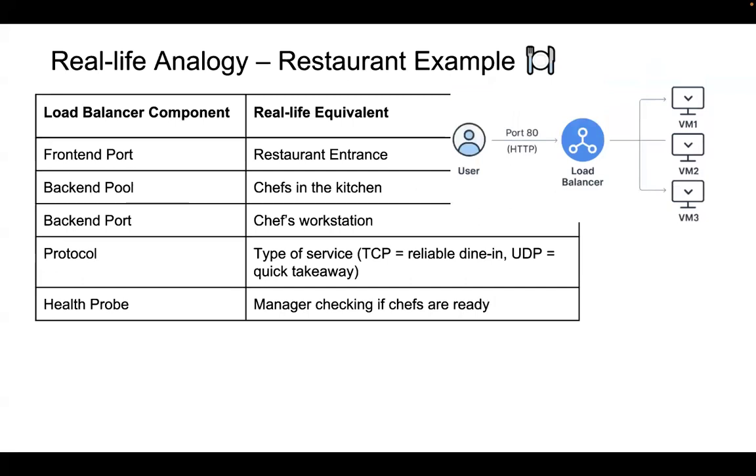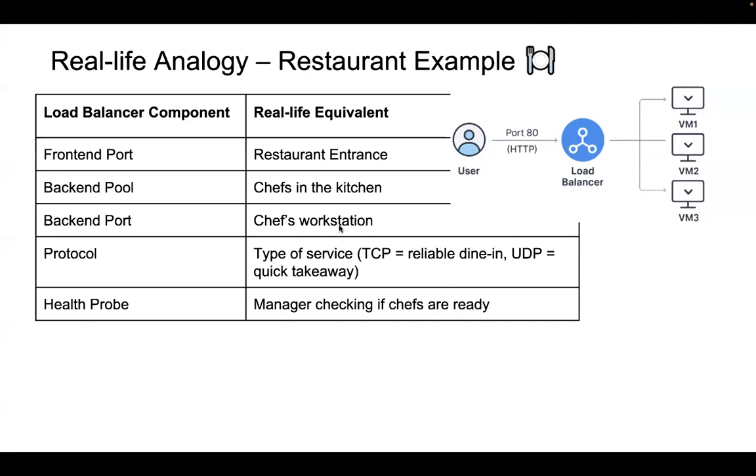So here is one example, the restaurant example. We'll compare the back end pool with this example. So what is happening? You are going to a restaurant and you are placing an order. The restaurant entrance is nothing but the front end. In the back end pool are chefs in the kitchen. The chefs in the kitchen are the back end pool, who are preparing your order.